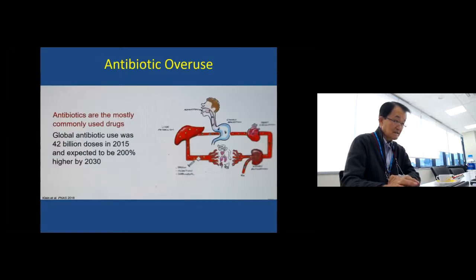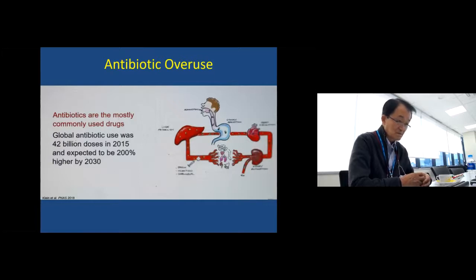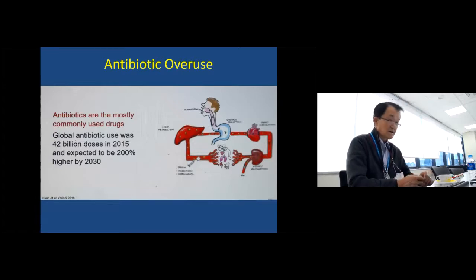And as I mentioned, there has been a problem of abused antibiotics by general physicians or many internists. So that's also one of the major problems dealing with this kind of drug-resistant infectious diseases.